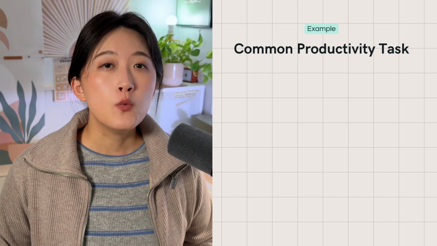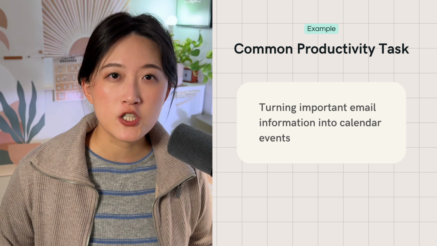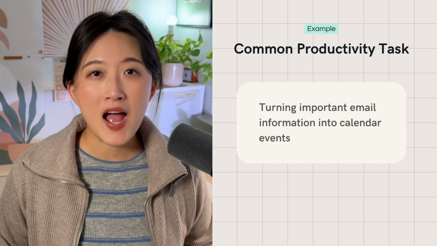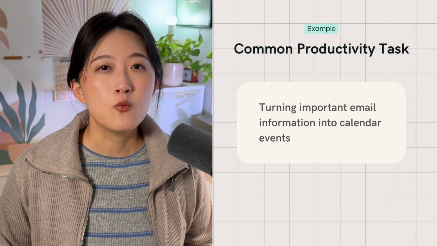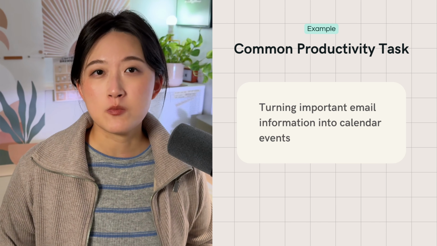For this video, we'll use a very common productivity task: turning important email information into calendar events. It's a great example because you already know how this task works, so it is easy to see what the workflow looks like, which steps are repetitive enough for AI to take over, and where human judgment still matters.